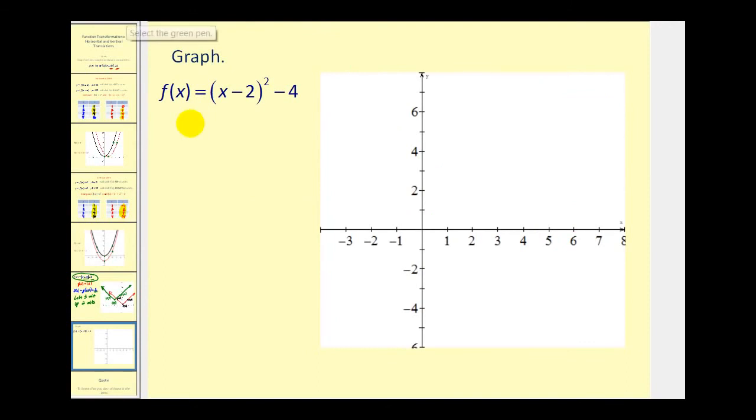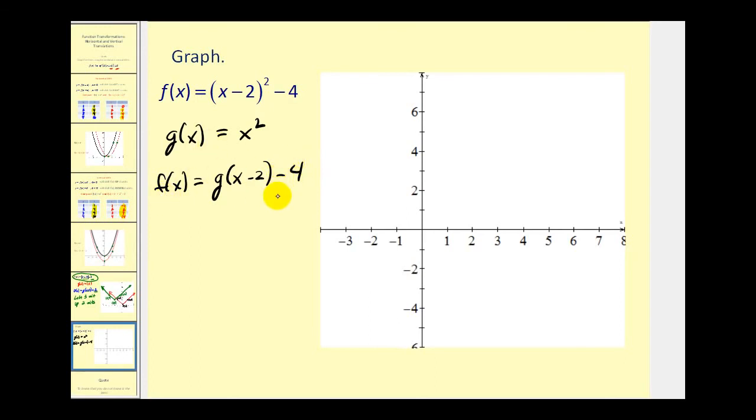Again, the first step is going to be to recognize what the parent function would be. If f of x equals the quantity x minus 2 squared minus 4, we should recognize the parent function as, let's call it g of x equals x squared. So if we want to create f of x using g of x, f of x is going to equal g of, well, x minus 2 is being squared, so we'd have g of x minus 2, and then we're subtracting 4.